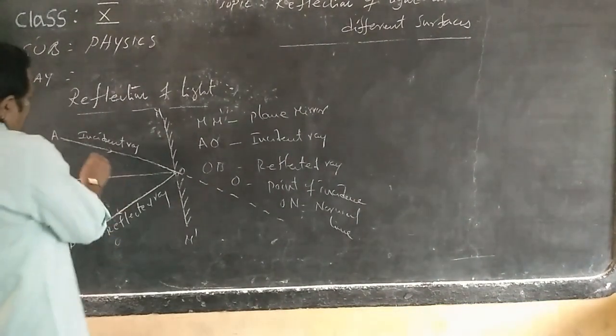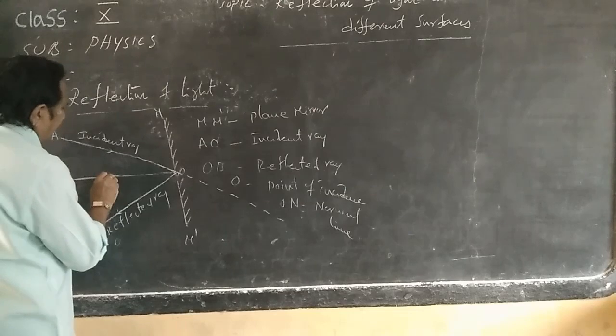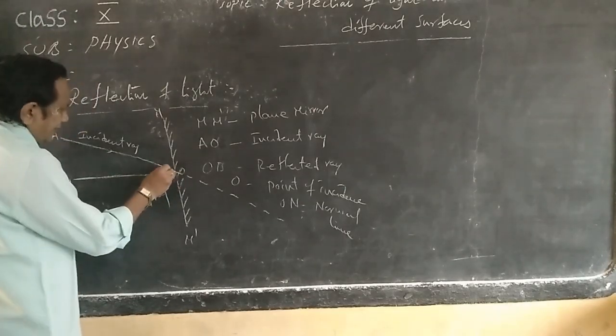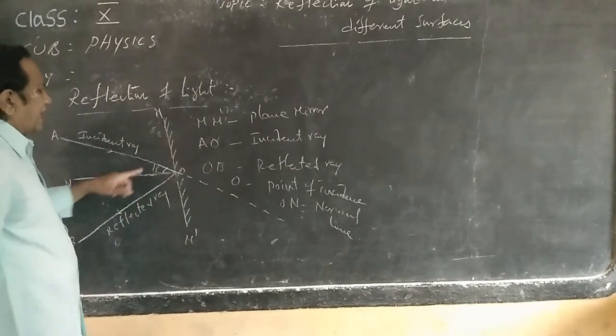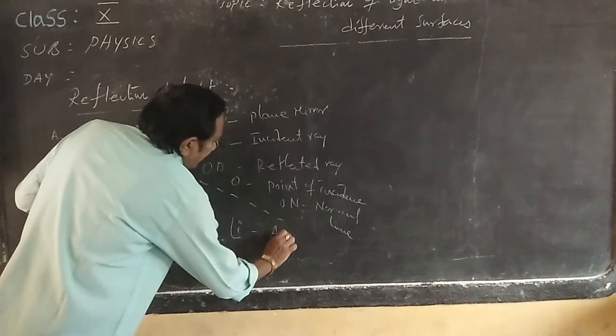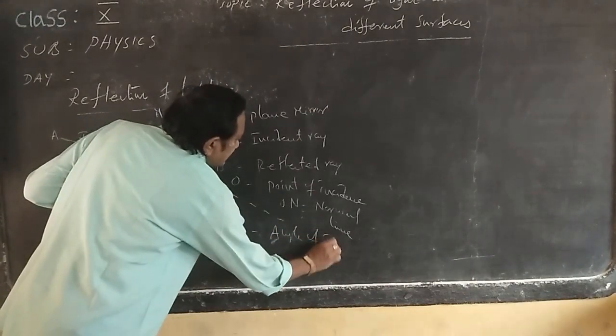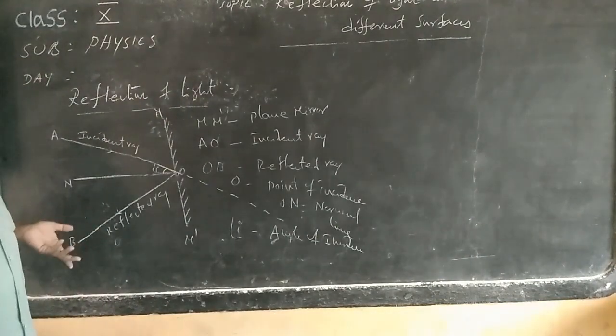And observe here, the incident ray makes an angle with the normal. This normal line is compulsory here. The angle it makes with this normal is called the angle of incidence, or incident angle, whatever you say.